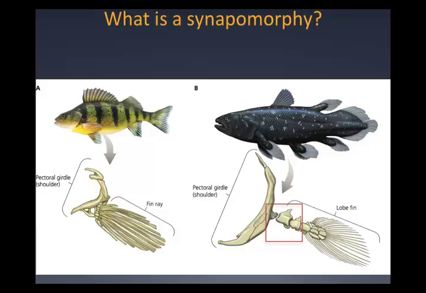Now, become familiar with the term synapomorphy because I promise it will be used a lot during the diversity section of this course as we attempt to describe shared characteristics of all organisms within a certain taxon.